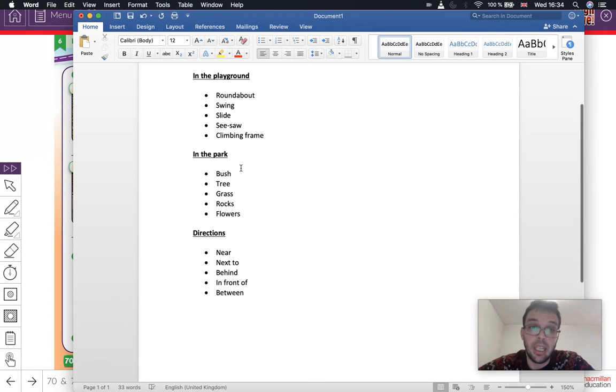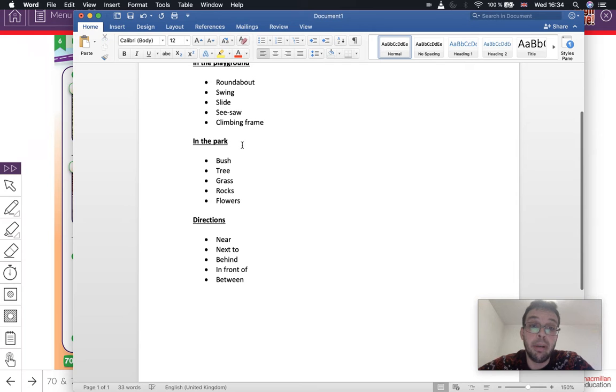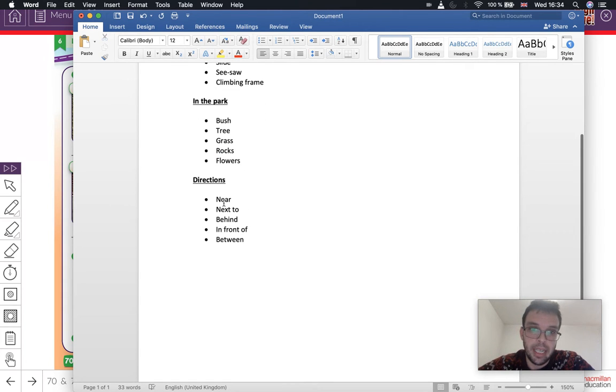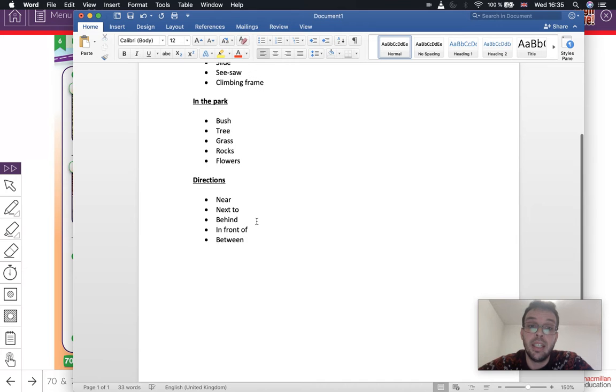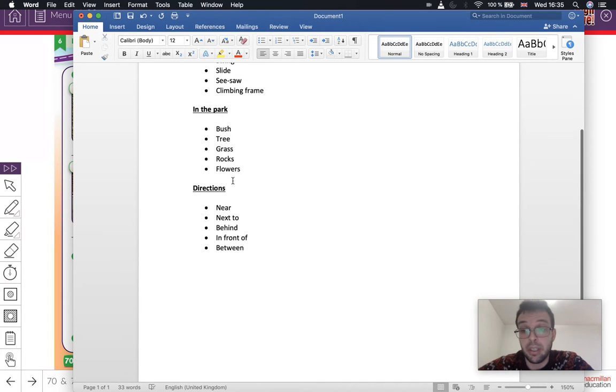Very good. Our next part is in the park. In the park, we have 5 things. A bush, a tree, grass, rocks, and flowers. Copy these words in your notebook. Okay, all finished? Good. And the last part is directions. And again, we have 5 directions. Near, next to, behind, in front of, and between. Again, copy this in your notebook. Okay? Pause the video to have more time.